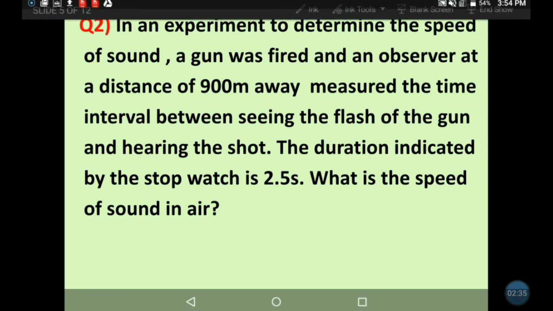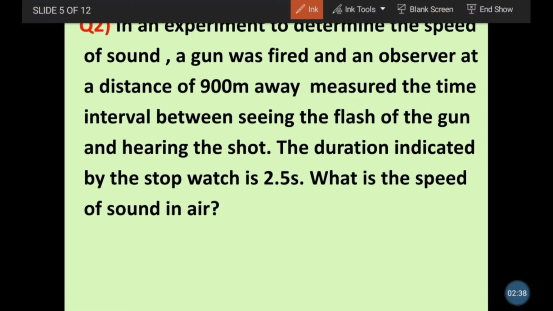Now let's see numerical number 2. In an experiment to determine the speed of sound, a gun was fired and an observer at a distance of 900 meters away measured the time interval between seeing the flash and hearing the gun.